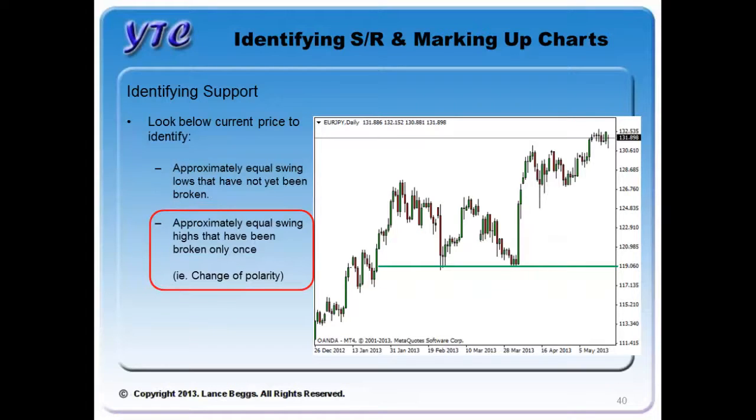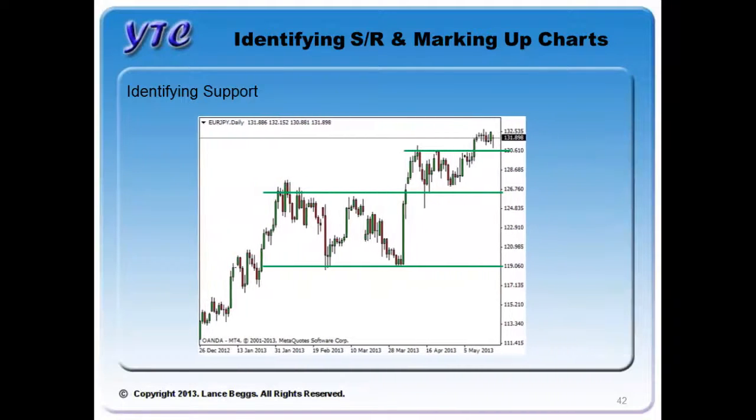We then look for prior resistance, which may now act as support. We find that by identifying swing highs, which previously formed resistance but have been broken just once. I'd be quite happy to identify this prior resistance as potential future support. And in fact, you'll see that it already has been tested twice since breaking. So this is a valid support level, as is this one, closer to current price levels.